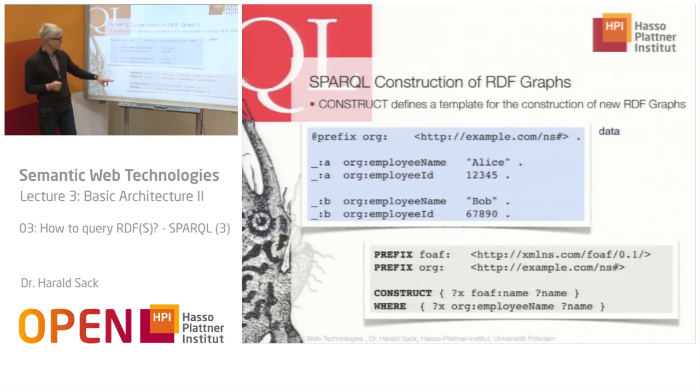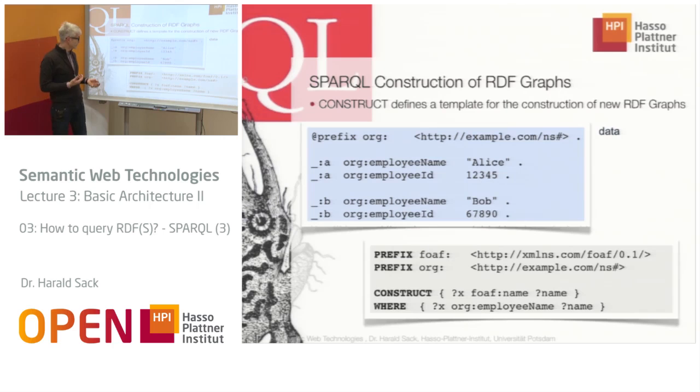And what we are asking here is, okay, this is quite nice, but we want to translate this data to the FOF namespace. In the FOF namespace, of course, we also have something like names. But what we have to do there is substitute the employee name with a FOF name to have a FOF output.